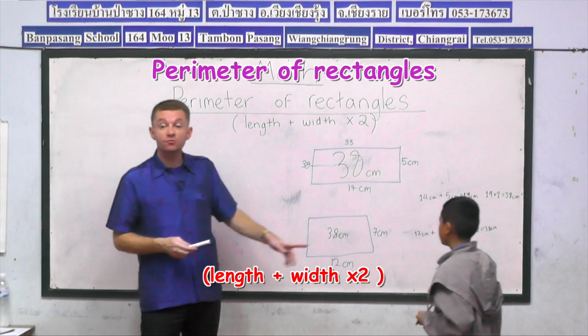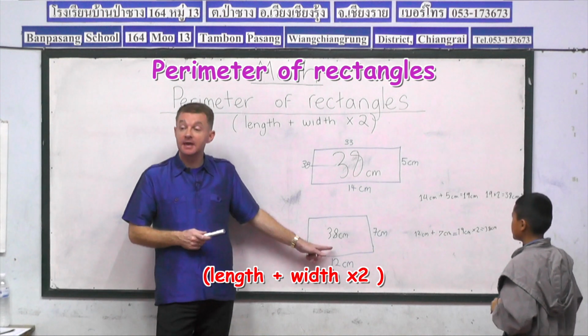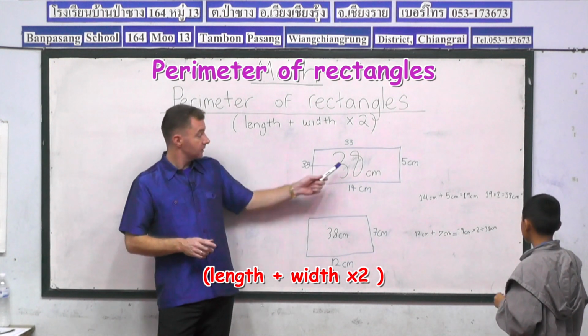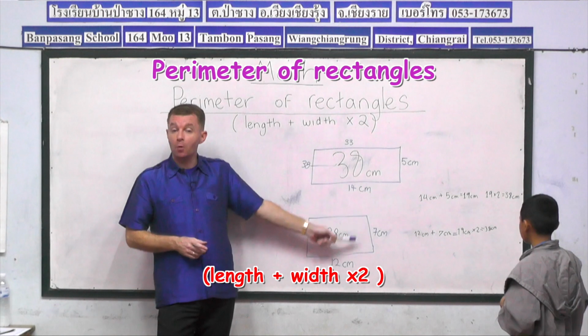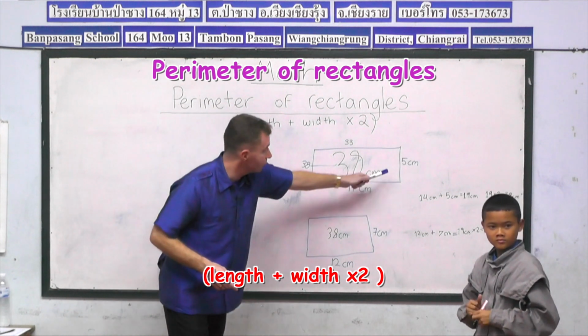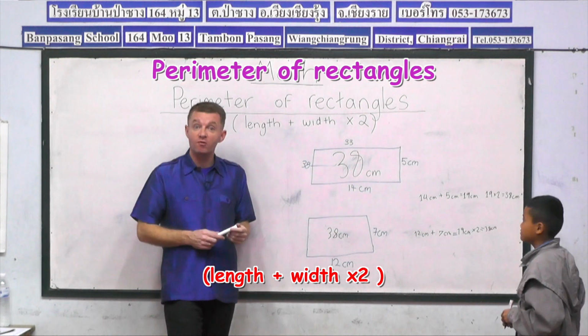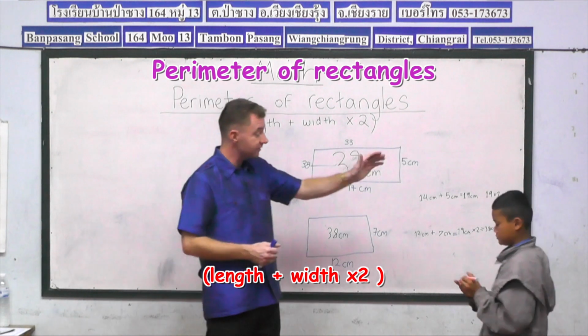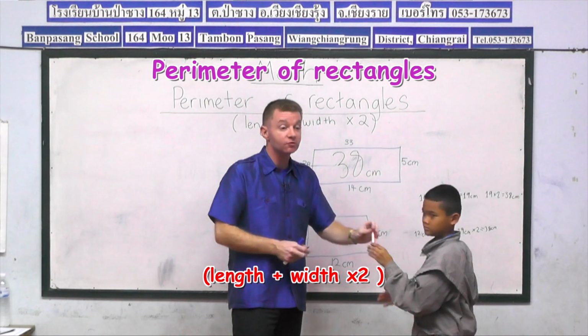So the answer, guys, we've got 38 centimetres. Now notice how the perimeter of both rectangles is the same, even though the lengths and widths are different. Stu, that was brilliant. High five and a big round of applause for Stu, please, guys.